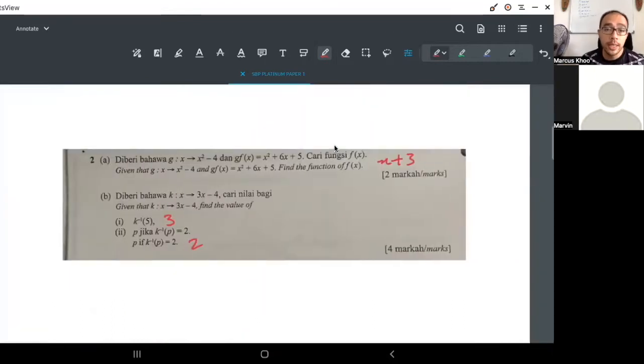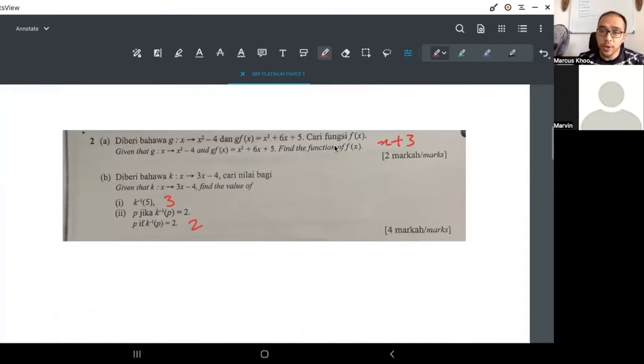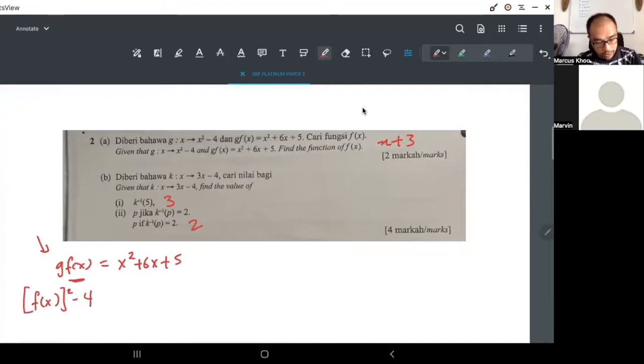Okay, number 2, this is quite straightforward. Okay, also, given that g(x) equals to x squared minus 4 and g of f(x) is begini, so find the function of f(x) lah. So you are given the composite function, okay, dan kamu diberi yang di luar. Okay, so the g(x), sorry, so this would be f(x) squared, minus 4 equals to x squared plus 6x plus 5.